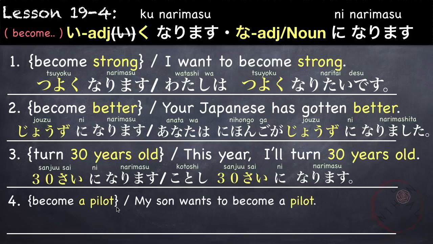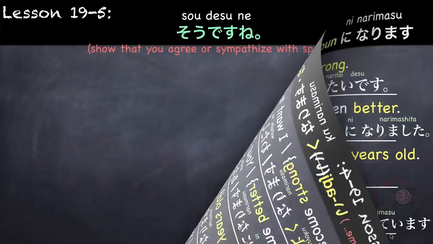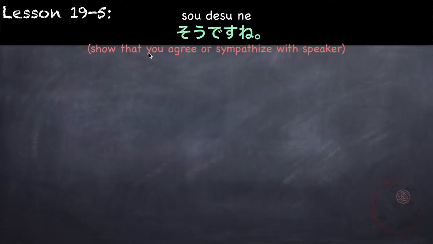Another example of using a noun, we have pilot. So, to become a pilot. パイロットになります。For example, the sentence is, my son wants to become a pilot. 息子はパイロットになりたがっています。Because we're talking about someone else's wants, we use the pattern がっています。息子はパイロットになりたがっています。And lastly, the word そうですね.